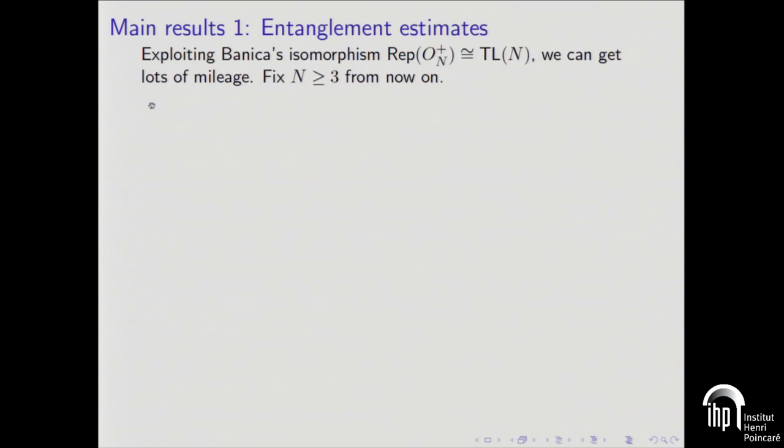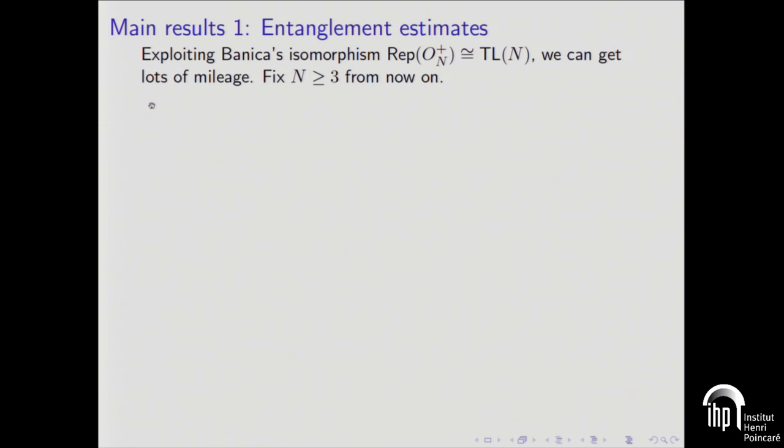So now I'll get to the main results in this work. The idea really is, we're looking at this higher dimensional analog of the representation category of SU2, which is coming from quantum groups. And the key tool to studying entanglement problems and other quantum information related things is really to utilize this isomorphism with the Temperley-Lieb category. And you can get lots of mileage.